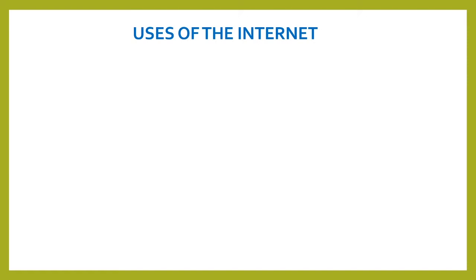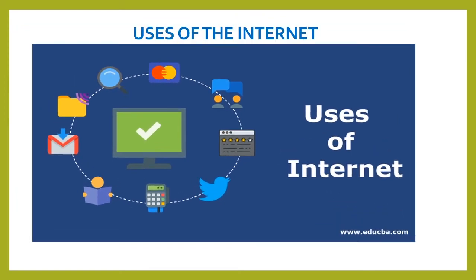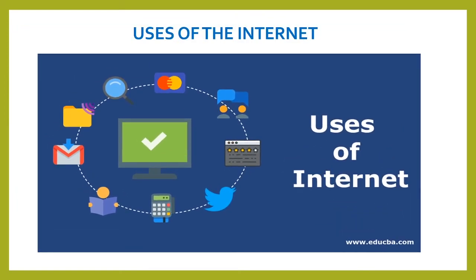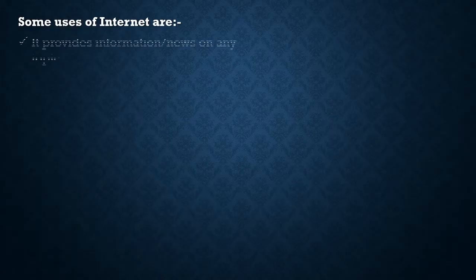Now next is uses of internet. Now I am going to show you one image here. If you go through this image, you can clearly understand what the uses of internet are. Like, it is used to send and receive mail. It can also be used for online shopping, for education purposes, banking, social media, and for searching for information. So let us go through the uses of internet one by one.